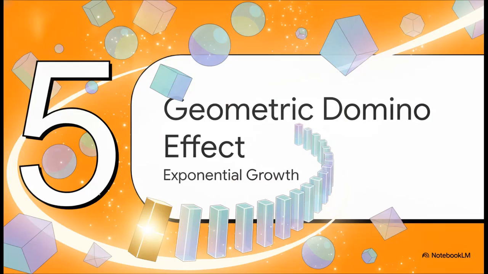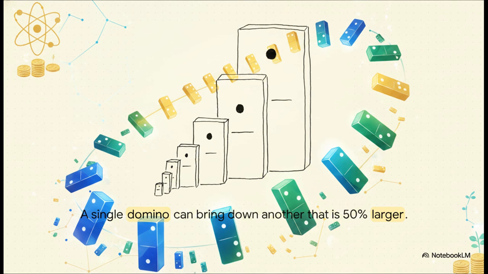And finally, section 5, the geometric domino effect, exponential growth. Check out the physics of a domino fall. Back in 1983, a physicist discovered that a single domino can not only knock over another domino, but it can knock over one that is 50% larger than itself. So you start with a tiny 2-inch domino, and it has the stored potential energy to topple a 3-inch domino, and so on. Success is sequential, it's not simultaneous. You do the one right thing, and it knocks over the next, slightly bigger thing.